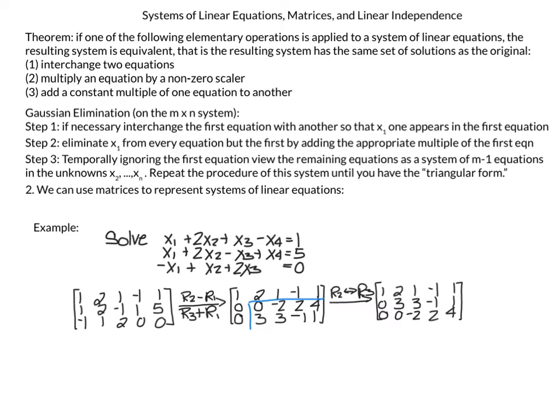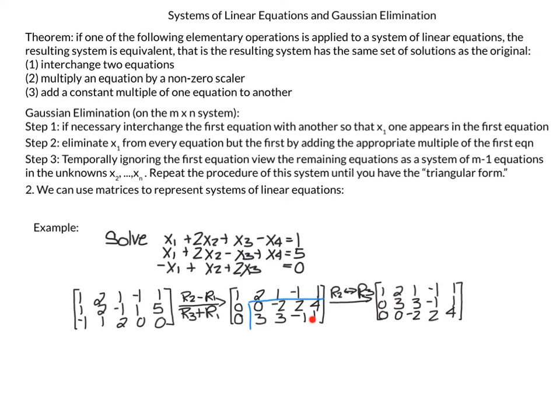And now the next step is to ignore the first equation. So I'm going to ignore this first equation, which is why I blocked off this line here. And I'm going to view the remaining equations as a system of m minus 1 equations. Remember, m is the number of rows. Since I've eliminated one row, I have one less row. And I also want to eliminate one of my unknowns, the x1, so that I'm only looking at x2 through xn.